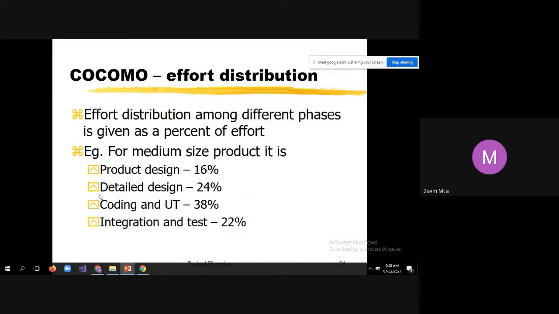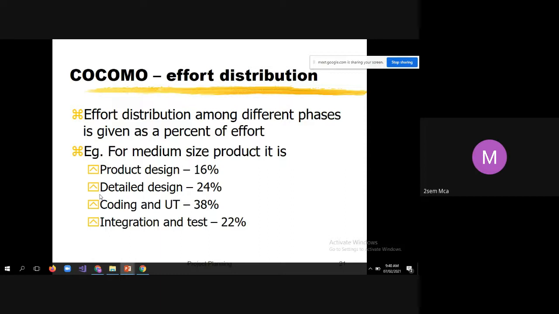Then COCOMO effort distribution: how the effort will be distributed among various phases of software development. That we are going to see now. Effort distribution among different phases is given as a percent of effort. That means, for example, for the design phase, this much percentage of effort is required. For detailed design, this much effort is required in terms of percentage. That will be assigned as part of the COCOMO model.